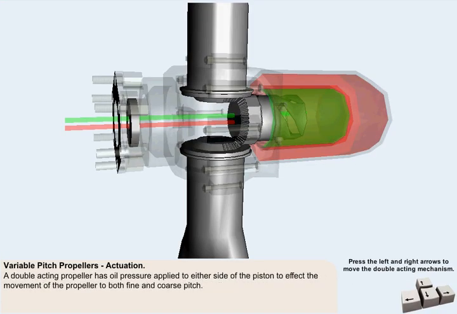A double-acting propeller has oil pressure applied to either side of the piston in order to move the propeller between the two extremes of fine and coarse pitch.